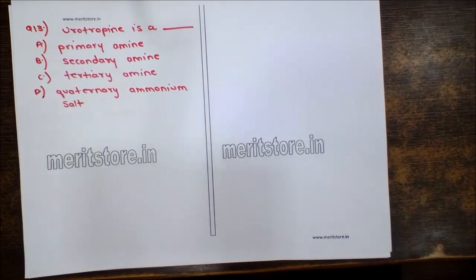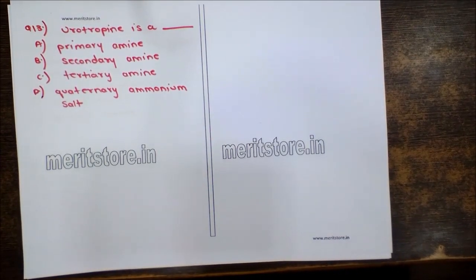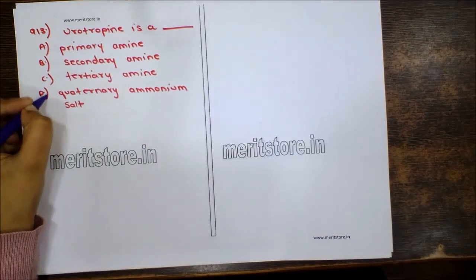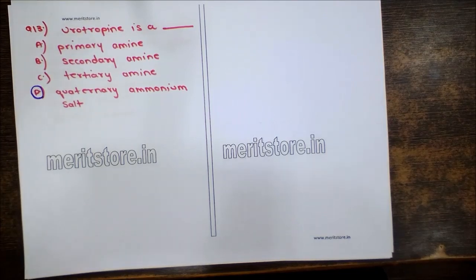Question 13. Urotropine is a dash. A. Primary amine, B. Secondary amine, C. Tertiary amine, D. Quaternary ammonium salt. Option D, quaternary ammonium salt, is my correct answer.